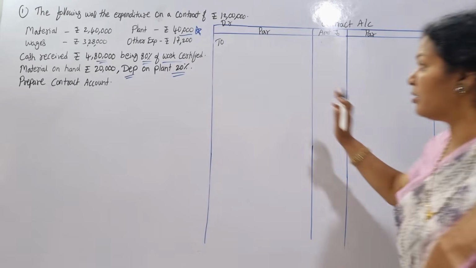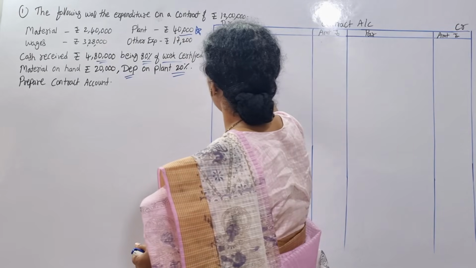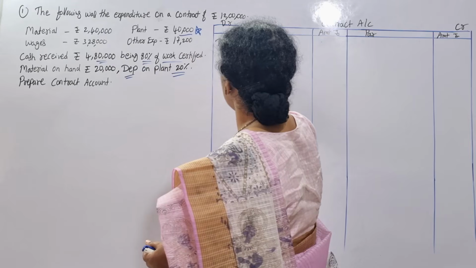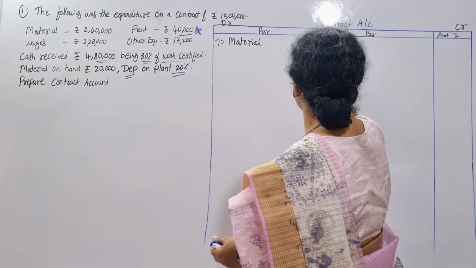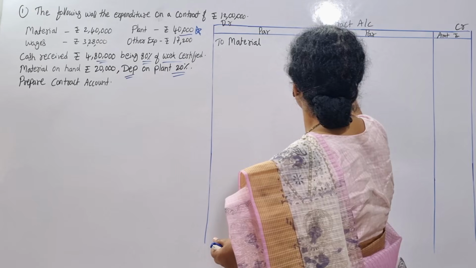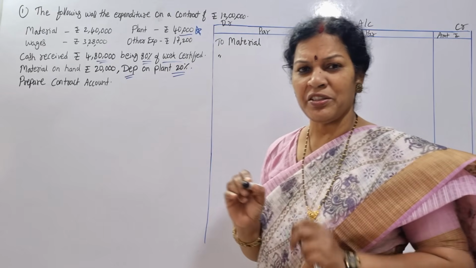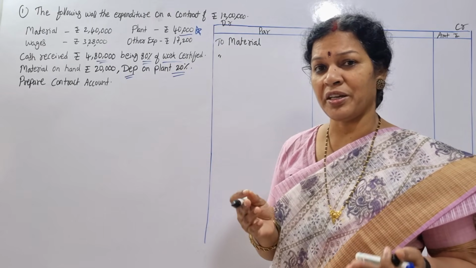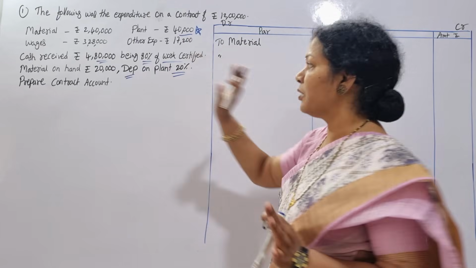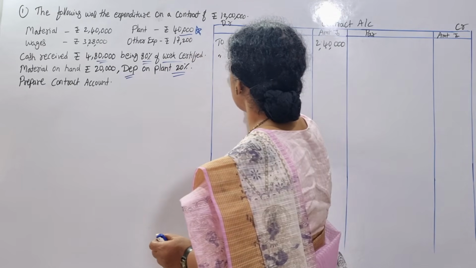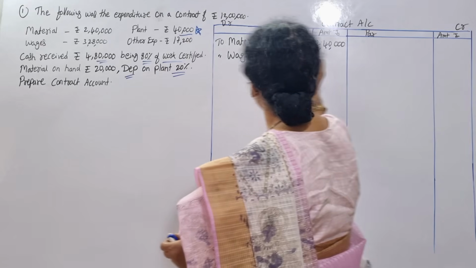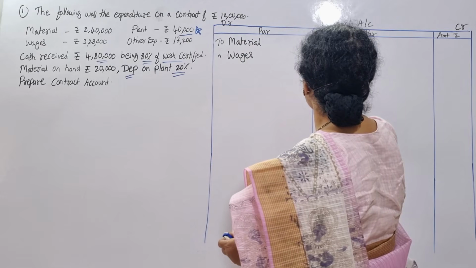The contract account format is already prepared. To material, 2,40,000. Next, wages. Sometimes for wages you will find adjustments, such as outstanding wages, which we would have added. Right now we don't have any adjustments. Simply we are writing wages, 3,28,000.